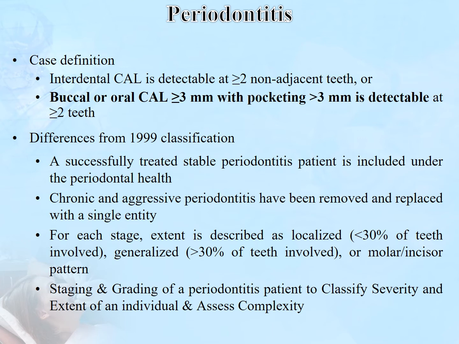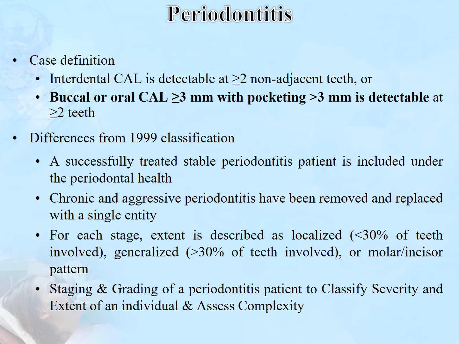So remember that if you want to tell a case as periodontitis, you should have an interdental attachment loss. It is not a pocket, remember, it should be an interdental attachment loss which is present at at least 2 teeth, or it could be a buccal attachment loss of more than 3 mm at at least 2 teeth. So interdental attachment loss or buccal attachment loss.